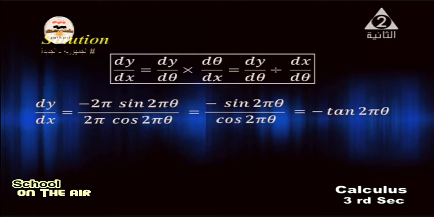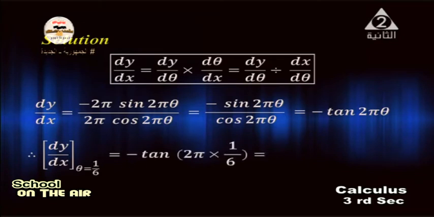Now dy/dx at θ equals 1/6 equals negative tan 2π multiplied by θ, or multiplied by 1/6, which equals negative tan π/3. π here is the angle. Then tan π/3 equals tan 180/3, which equals tan 60. Tan 60 equals root 3. Then negative tan π/3 equals negative square root of 3.